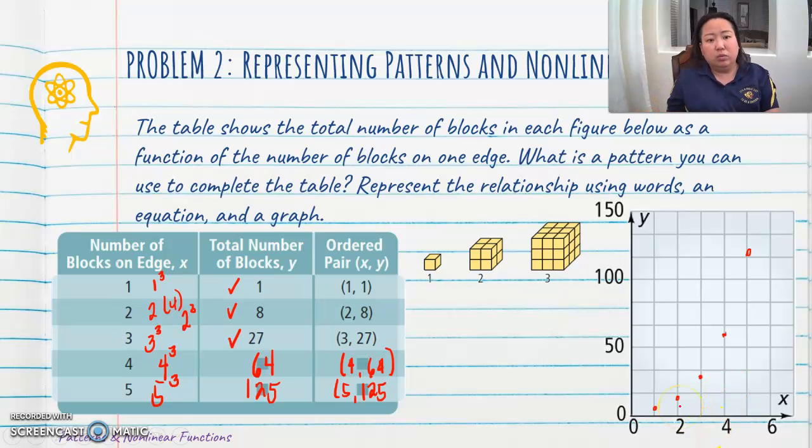Okay, and so when we try to describe this in words, the total number of blocks, so y, our equation I should say, y is going to be equal to the number of blocks on the edge. We simply just have to cube it, raise it to the third power. Okay? All right. So let's have this next example.